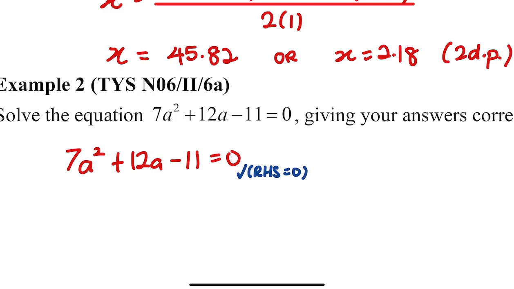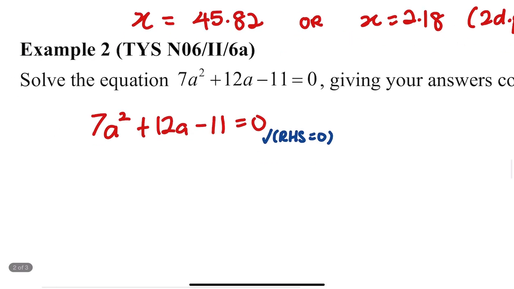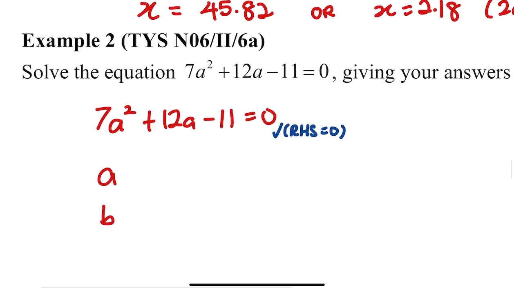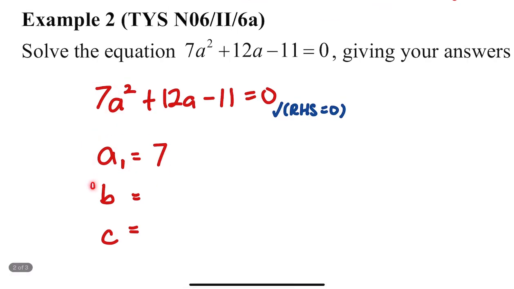Okay, next step, identify your A, B, and C. But since this equation here uses a already, maybe we call this A1 instead, so that we differentiate this A from this A. Now remember your A1 here is your coefficient of a squared, which in this case is 7. B is your coefficient of a, which is 12. C is the constant term here, which is negative 11.